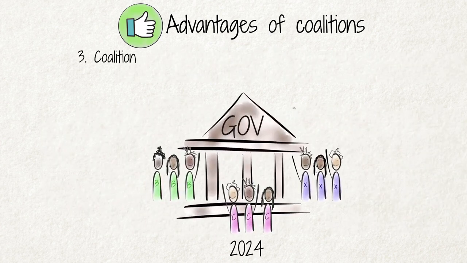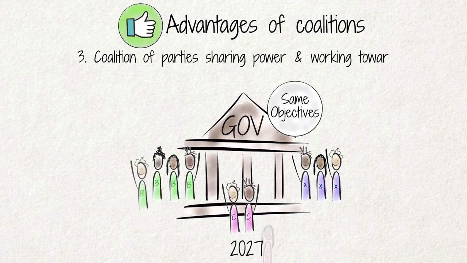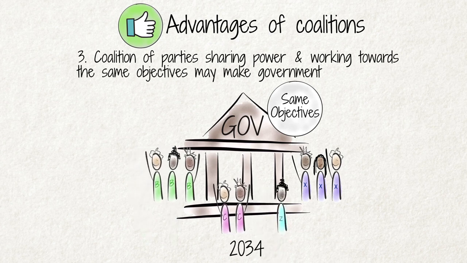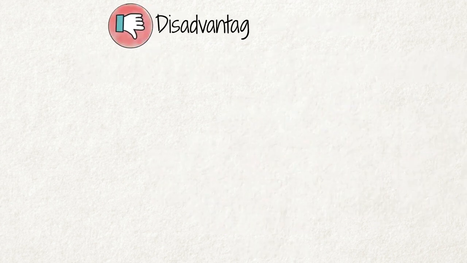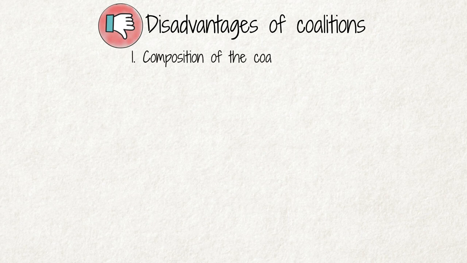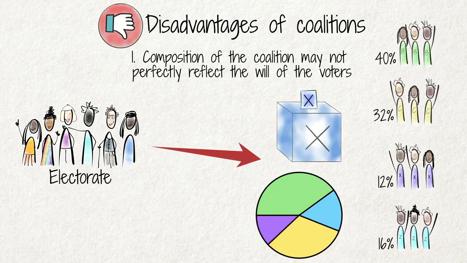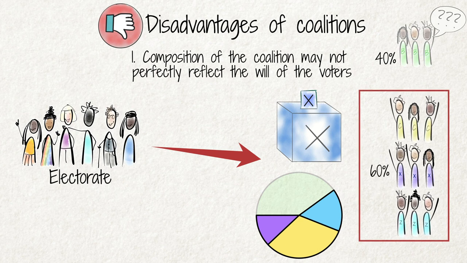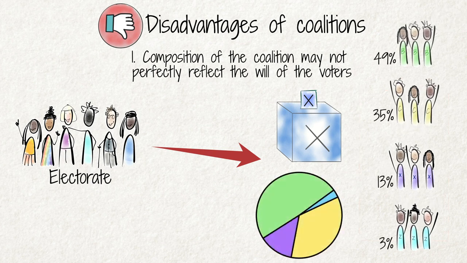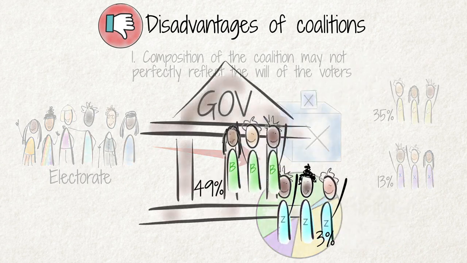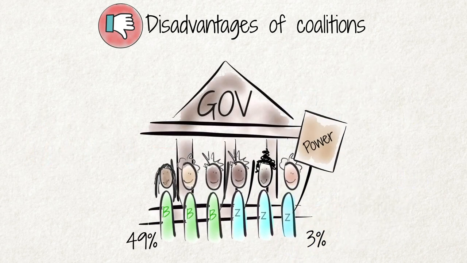Lastly, having a well-managed coalition of parties sharing power and working towards the same objectives may make government more stable in the long run. There are disadvantages too. First, the composition of the coalition may not perfectly reflect the will of the voters. For example, a party with 30% or 40% of the seats may be excluded from the coalition and therefore from the government if enough other parties come together against it. At the same time, a small party with only 3% of the seats may become part of the government and be able to wield much more power than its share of the vote entitles it to.